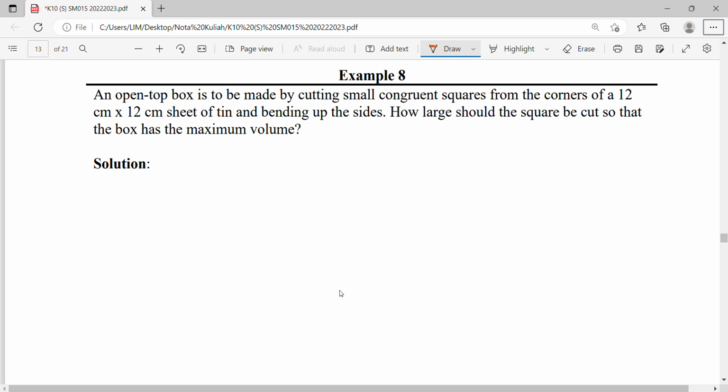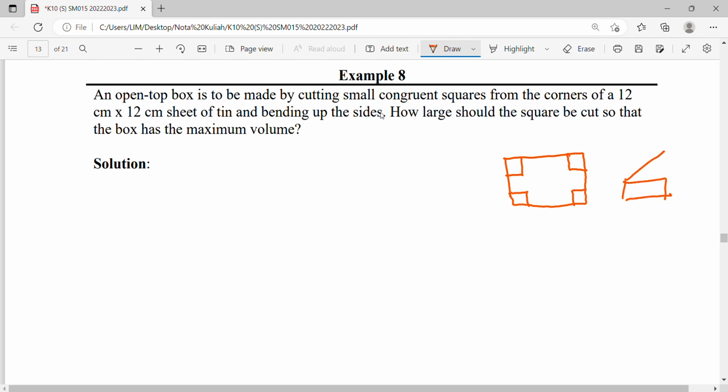Okay, so next example. Here we say an open top box is to be made by cutting small congruent squares from the corners of a 12 times 12 sheet of tin and bending up the sides. So what does that mean? You have 12 times 12, so you have a square, and then they cut off the small congruent squares at the corners and bend up to make an open top box.